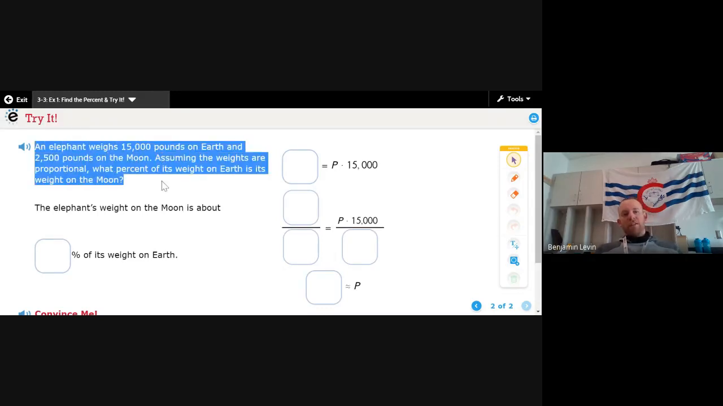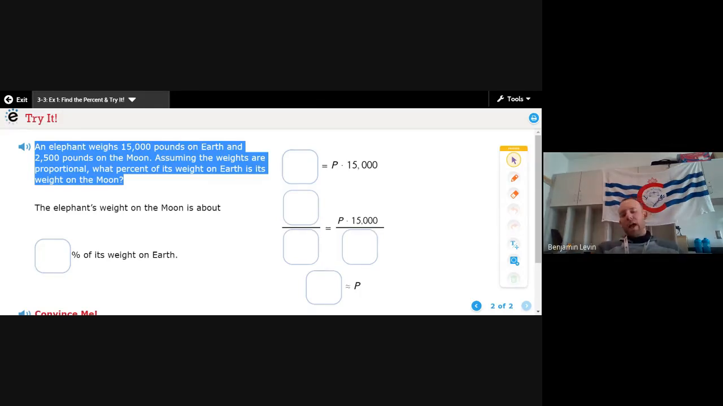An elephant weighs 15,000 pounds on Earth and 2,500 pounds on the moon. Assuming the weights are proportional, what percent of its weight on Earth is its weight on the moon?